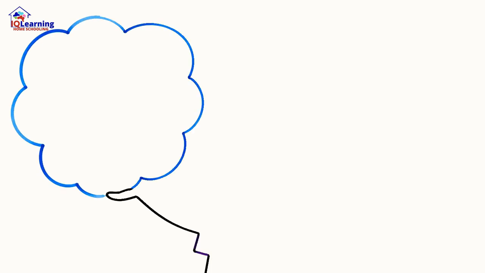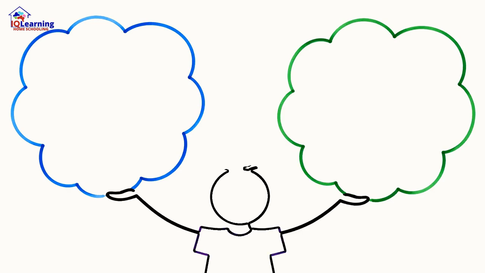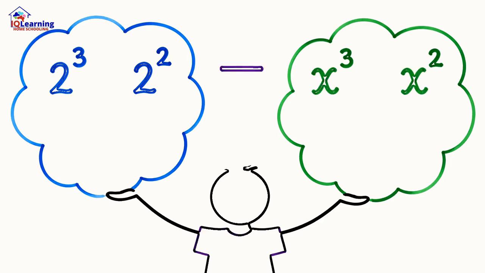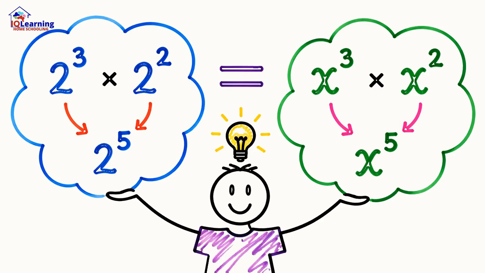Welcome to a deeper dive into algebra. You've learned the rules for indices with numbers, like 2 cubed times 2 squared. The good news? When we swap numbers for letters, like x or y, the rules don't change. A variable is just a stand-in for a number, so it behaves the same way.